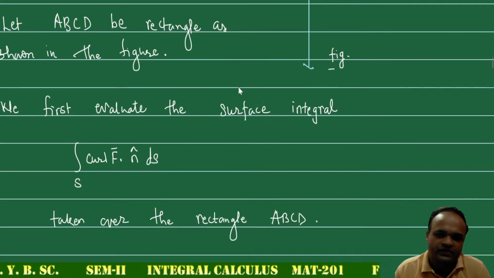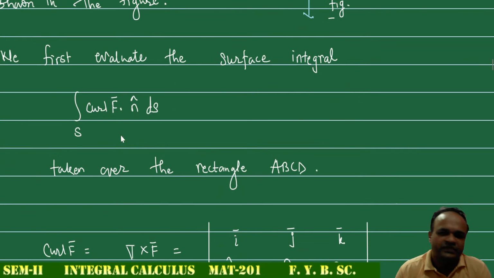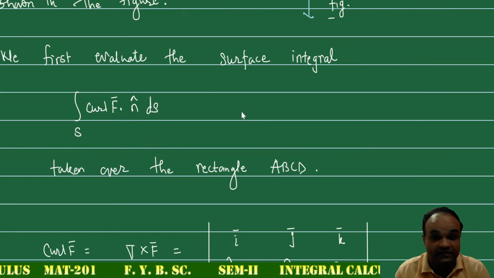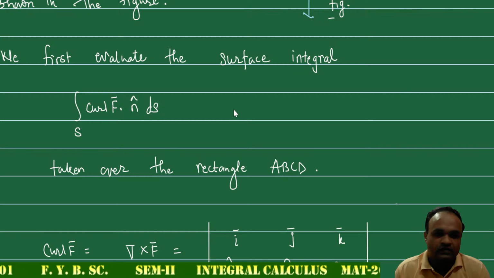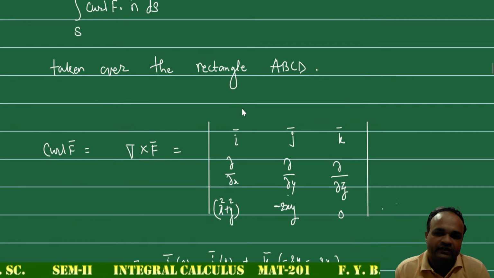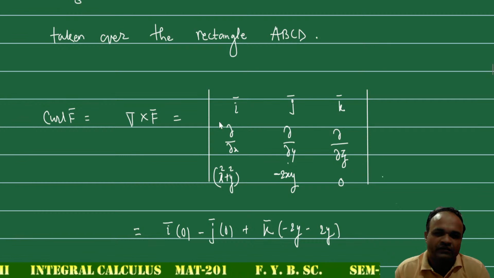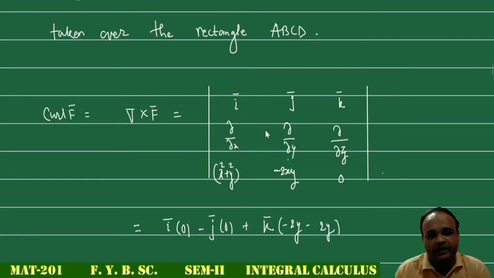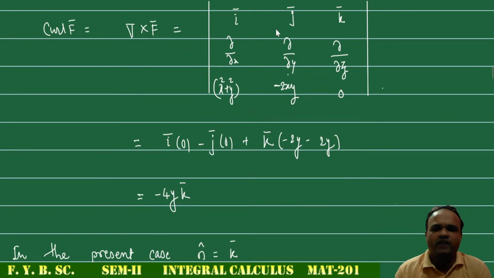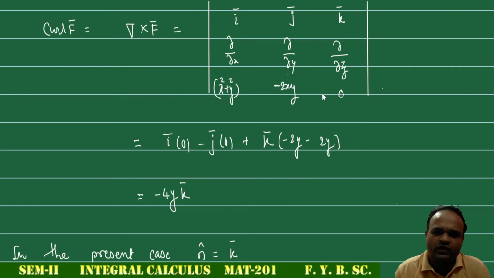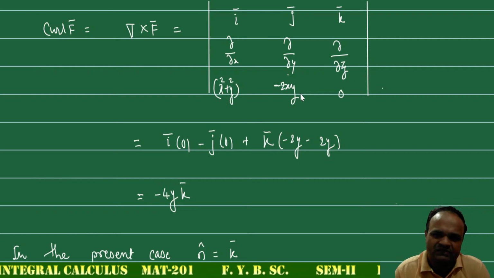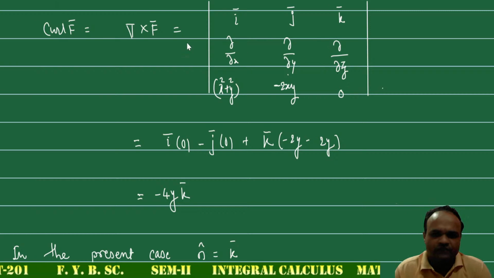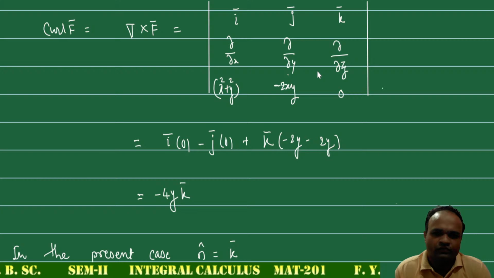So we first evaluate the surface integral, that is the surface integral of curl of F bar dot n cap dS, taken over the rectangle ABCD. So here the surface is a rectangle. First we will find the curl of F bar. Using the definition, curl of F bar is del cross F bar, and it will be the determinant of i bar, j bar, k bar, del by del x, del by del y, del by del z, x square plus y square, minus 2xy, and the k bar component in F bar is 0.